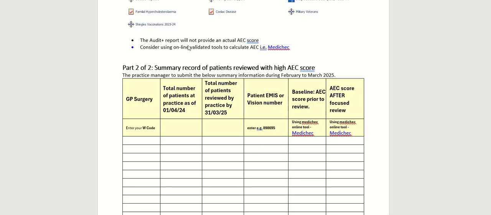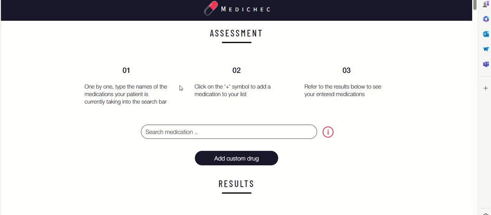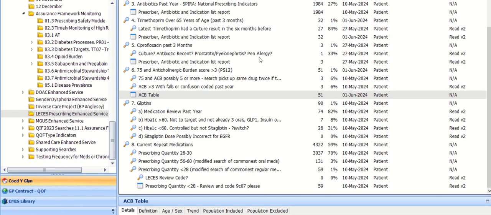I think possibly my searches there are going to be easier than pulling in searches from Audit Plus and then trying to run patients through MediCheck. This is where you have to put your patients' medications one by one into this list, and it'll give you a score, which I have to say I don't particularly like.